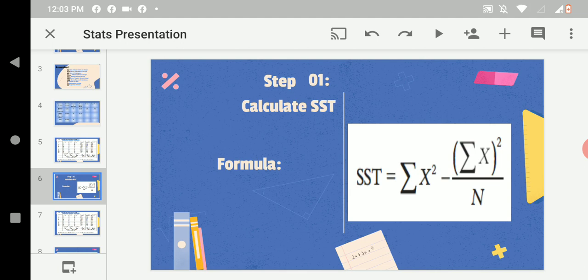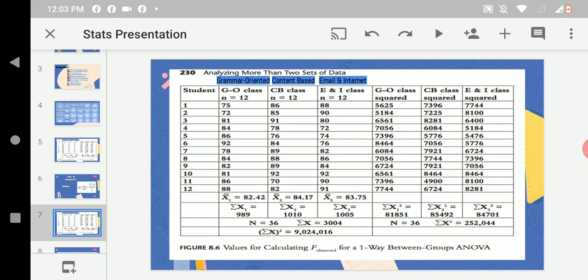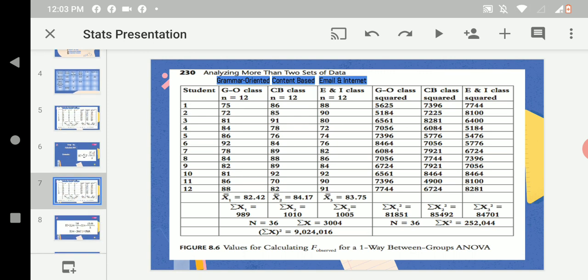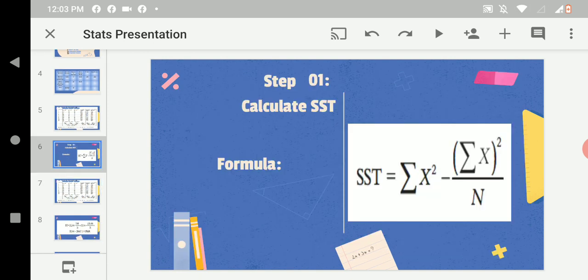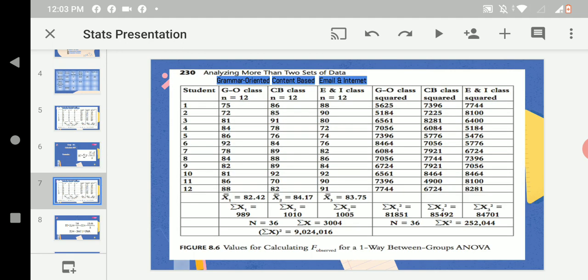Now let's go back to the previous table. So we have the 3 groups, the grammar-oriented, content-based, and email internet group or class. From the formula, you will observe there is a symbol, summation of x squared. So where is the summation of x squared?